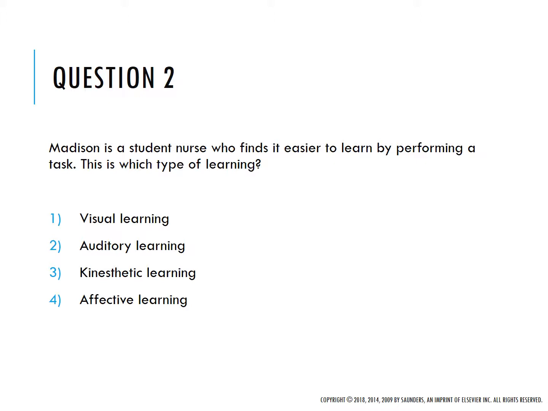Visual learning is learning through what you see. Auditory is learning through what you hear. Affective learning occurs when the subject matter material is presented in a way that it appeals to a learner's beliefs, feelings, or values.